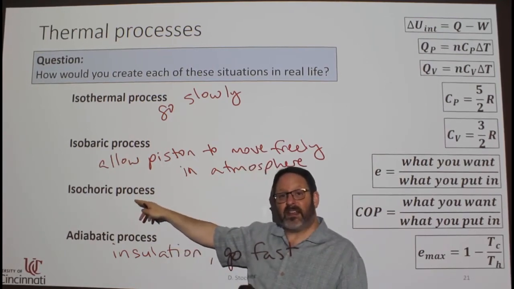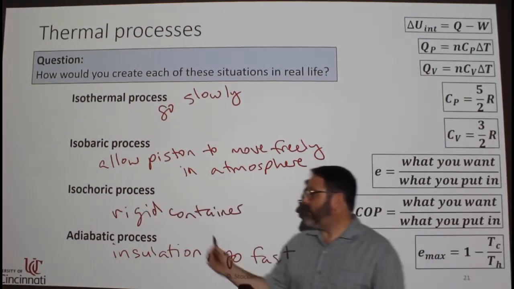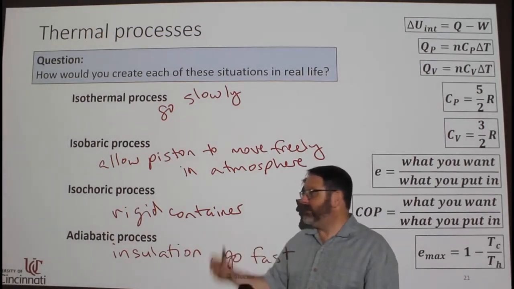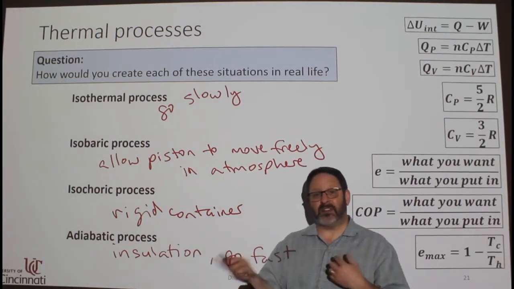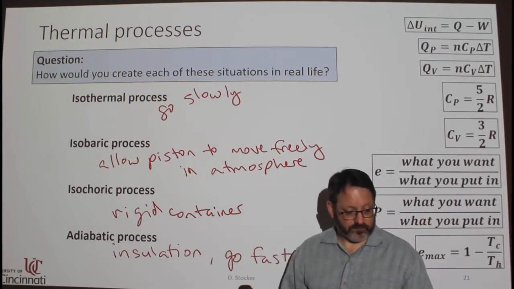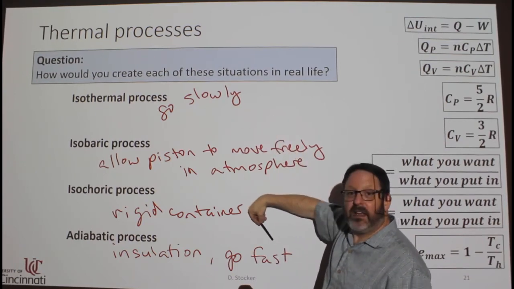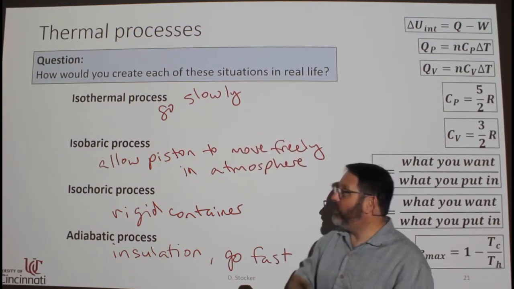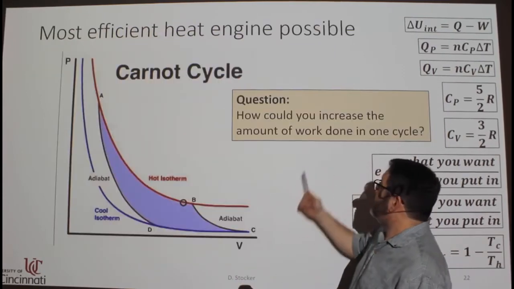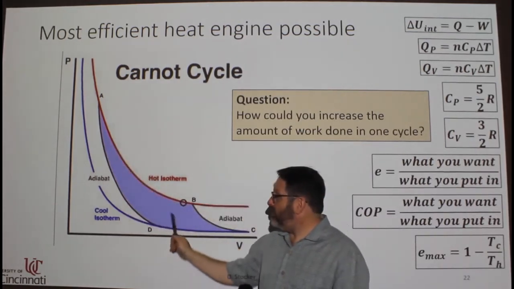Isochoric process, that keeps the volume the same. Well, make a rigid container. If I force my container to always be the same size and same shape, then it could build up huge pressure differences between the inside and outside, but it will stay the same volume. For a Carnot cycle, you could just go slowly and go quickly, going back and forth between following the isotherms and the adiabats.